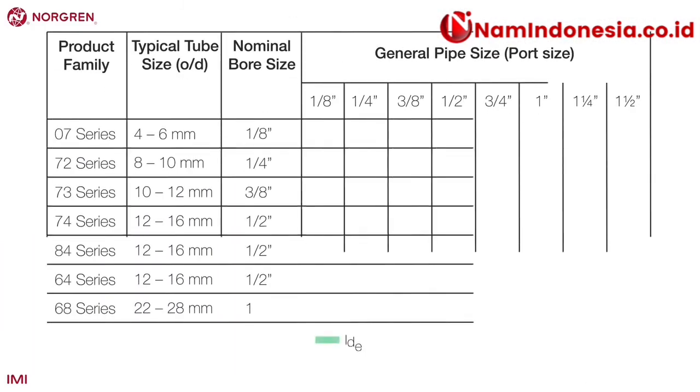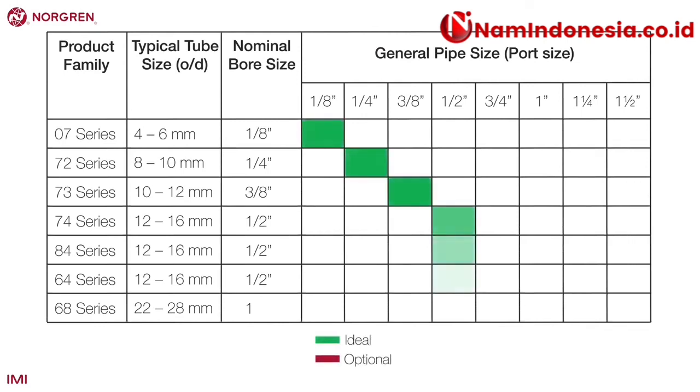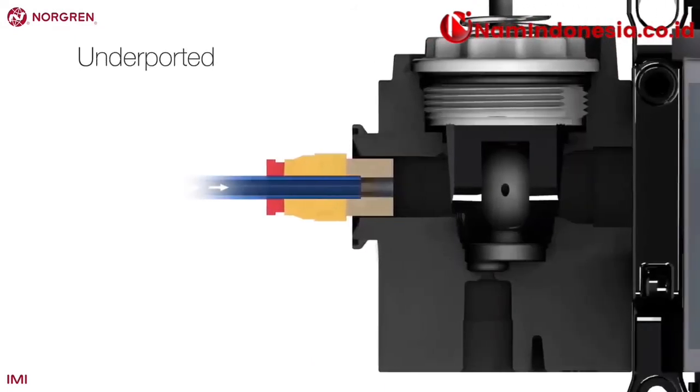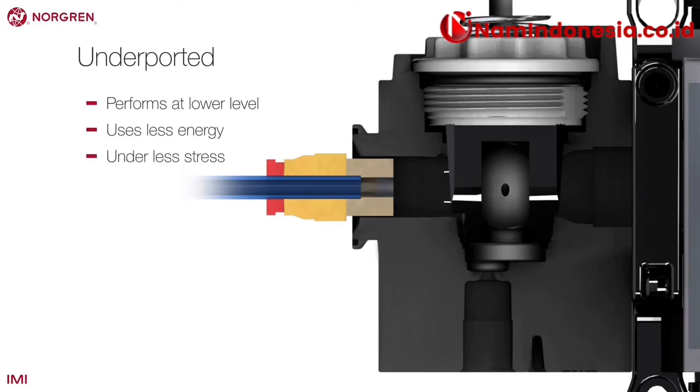This table presents the nominal bore size of each product along with the port sizes it can be supplied with. Products can be specified with different size ports to provide the most convenient solution for clients. An underported unit has a smaller port size than the nominal bore size. That means the unit will be asked to perform at a level below that at which it is capable. That normally means the unit will use less energy and be under less stress.